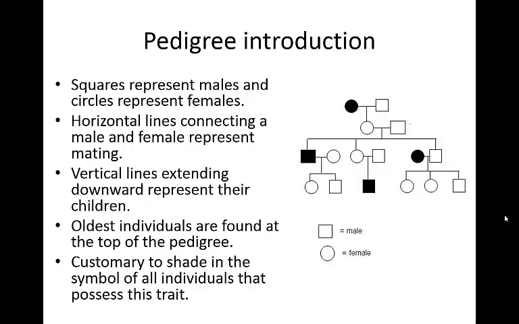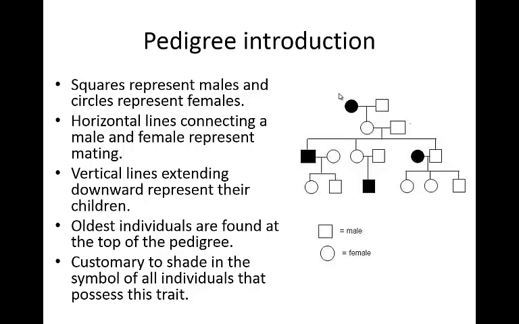When we talk about genetics, we need to talk about pedigrees. Pedigrees are really just like a family tree, a way to see how different traits are inherited within different families. Typically, we have squares representing males, circles representing females, horizontal lines connecting a male and female to represent a mating, and vertical lines extending downwards to represent their children.